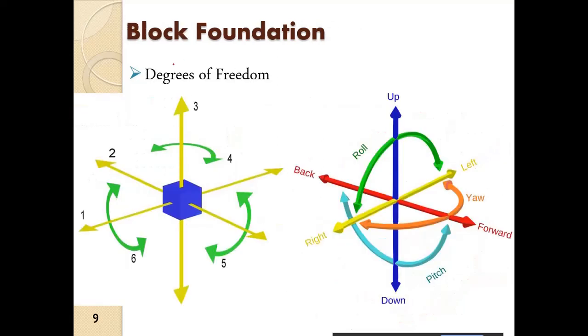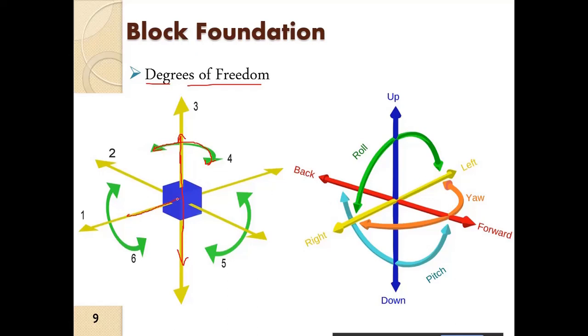We saw that there are 6 degrees of freedom for a machine foundation. Translation along the z-axis is called the up and down motion. Then the rotation about the z-axis is called yawing.